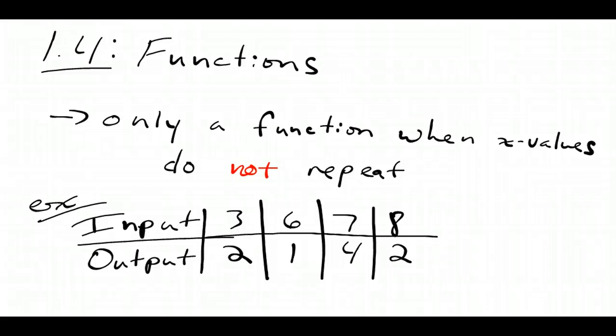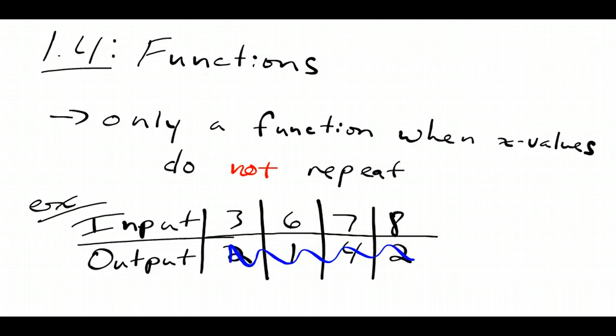1.4 is dealing all with functions and function notation and all that good stuff. Don't forget, rules are only a function when the x values do not repeat. X values are also our inputs, or also our domain. So in this one, we have an input with 3, 6, 7, 8. It does not matter at all what the output is. As long as the x values do not repeat, this thing is a function.